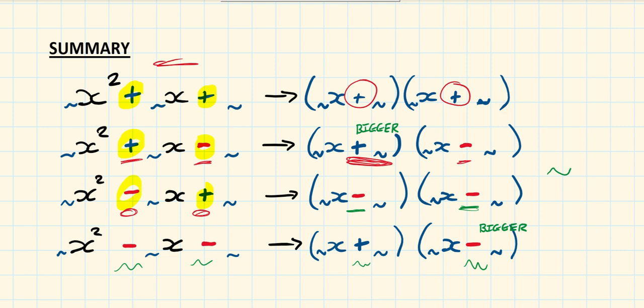Okay, so you can see the rules there. If you have 2 positives, you get 2 positives. If you have positive middle, negative end, you have big positive, small negative. If you have negative middle, positive end, you have 2 negatives. And if you have both negative, you have positive small, negative big. Okay, if that's helpful.